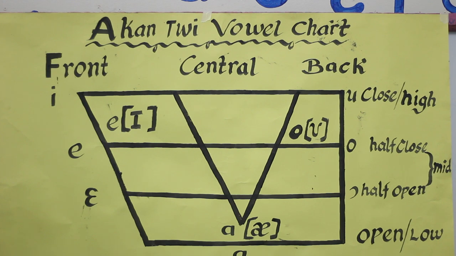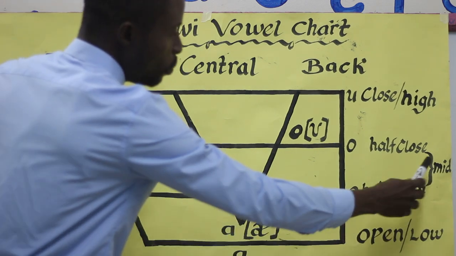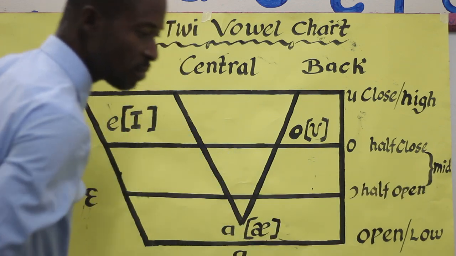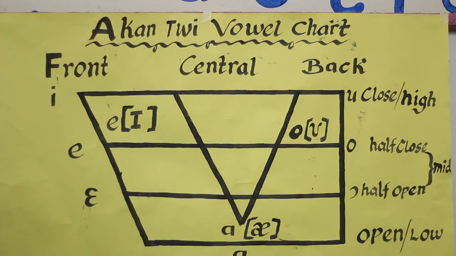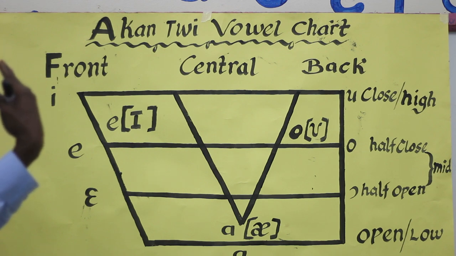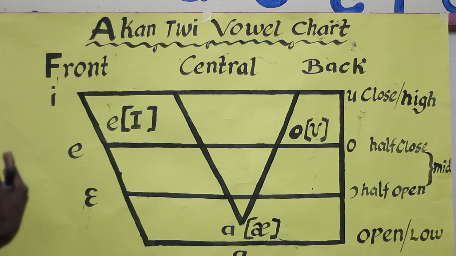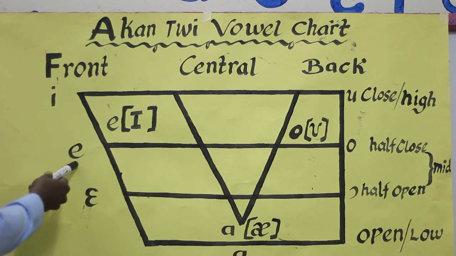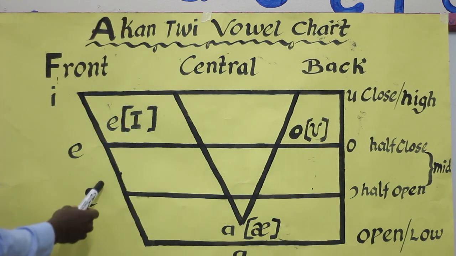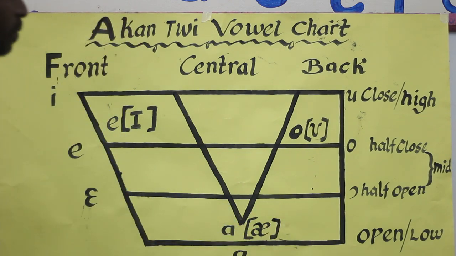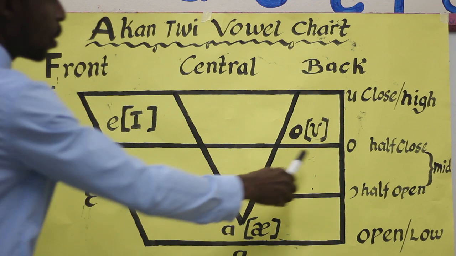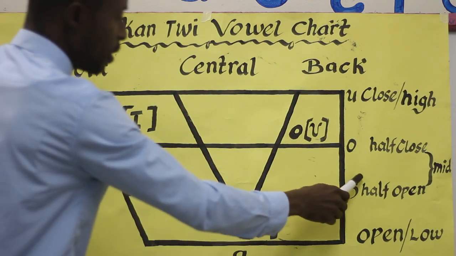Let's move on to mid vowels. Mid vowels could also be called half closed or half open. These are mid vowels. If you are looking at the space between the tongue and the roof of the mouth as you produce these sounds, you could notice some openness, some open space between the tongue and the roof of the mouth. So you have E, O, E, O. These are the mid vowels.